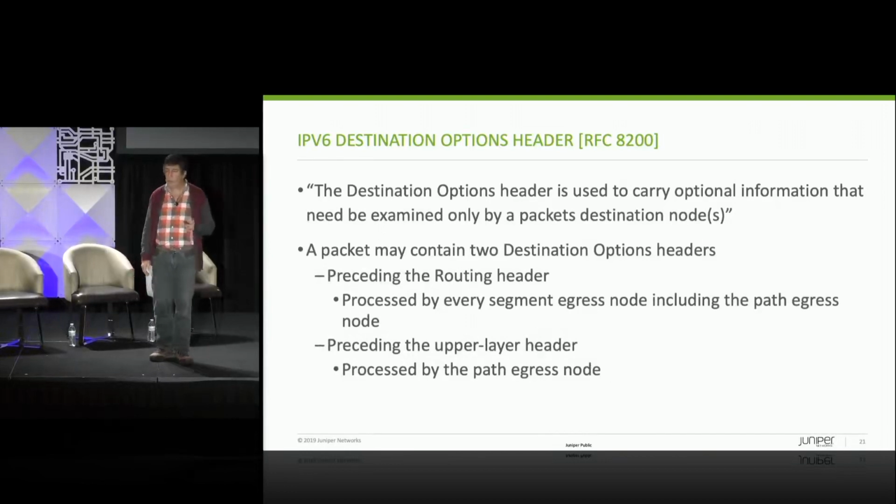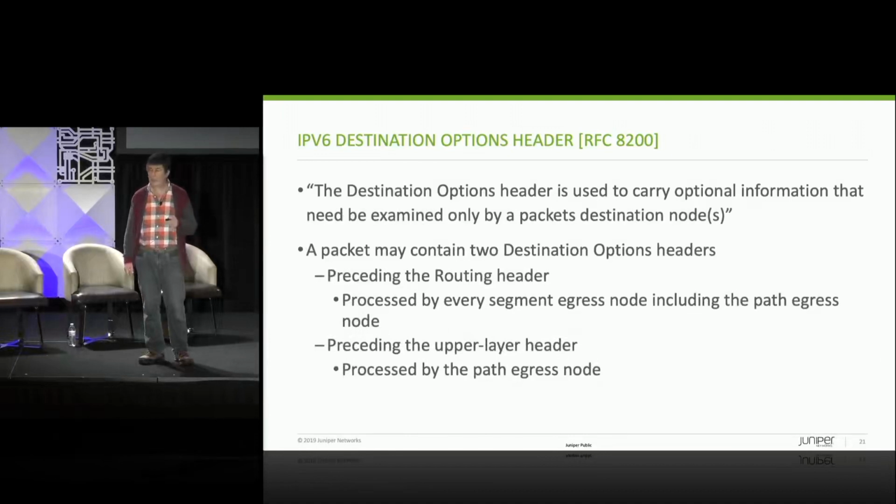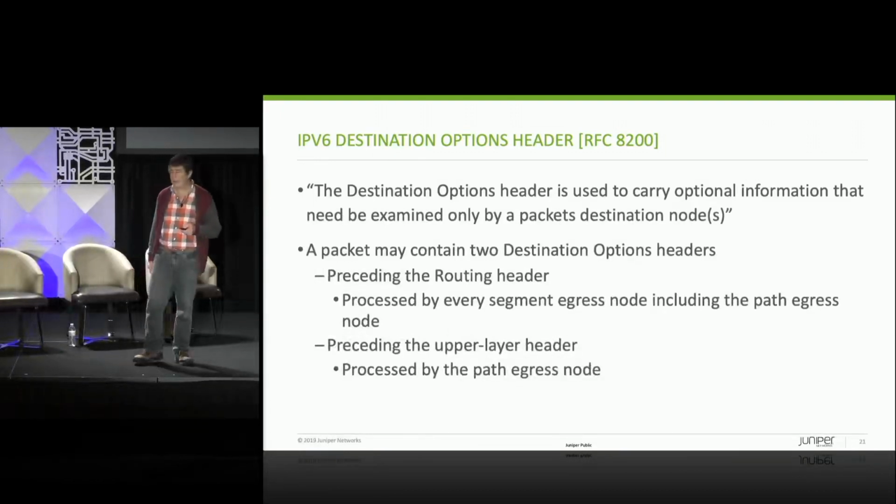It can occur once preceding the routing header, and that one is processed by every segment endpoint, and it can occur another time before the upper layer header. That instance of the destination options header is only processed by the path egress node.